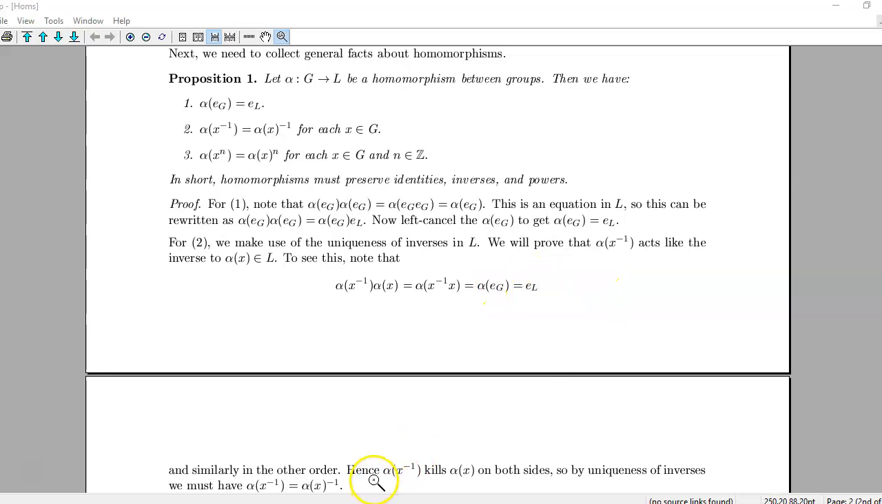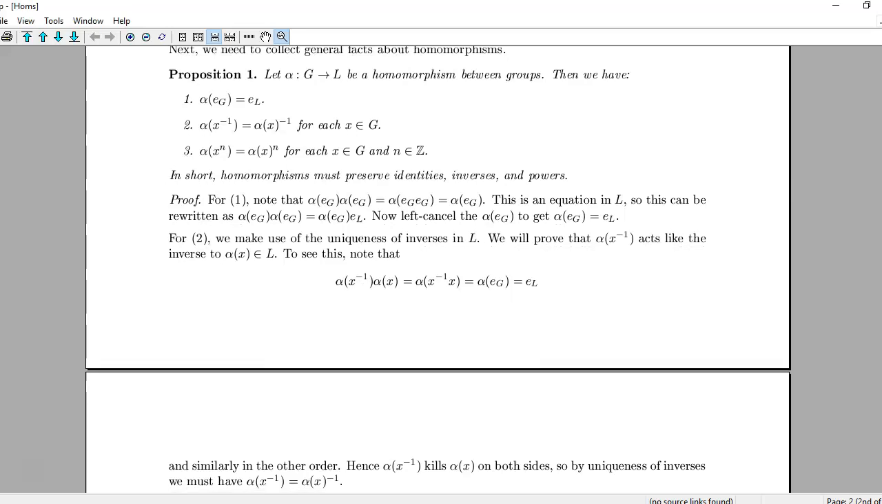And so what you see is that alpha of x inverse kills off alpha of x on both sides. And so by uniqueness, this thing has to be the inverse of that. And so what I just said here is that this thing has to be the inverse of that. So alpha of x inverse is alpha of x inverted. And so therefore that proves statement 2, that the homomorphism alpha has to preserve inverses.